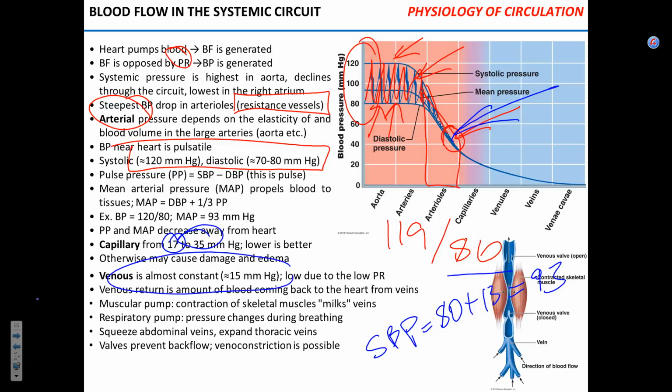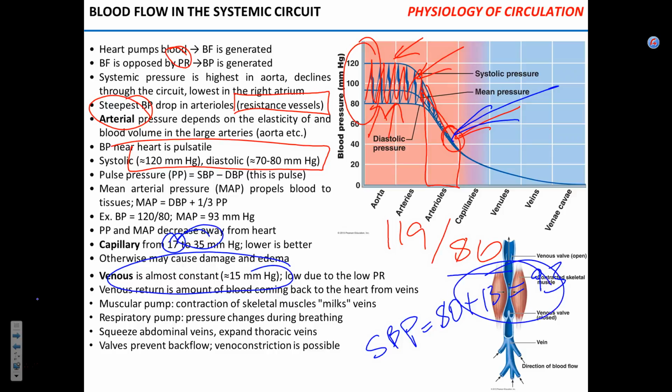Venous pressure is pretty much constant. It's slow, but interesting enough, veins. Now look at the veins. Most of the blood is lower here, right? Legs, abdomen, and for some reason this blood at this low pressure, 15 millimeters, it still can go up against the gravity. So what helps it to go up? Several mechanisms.